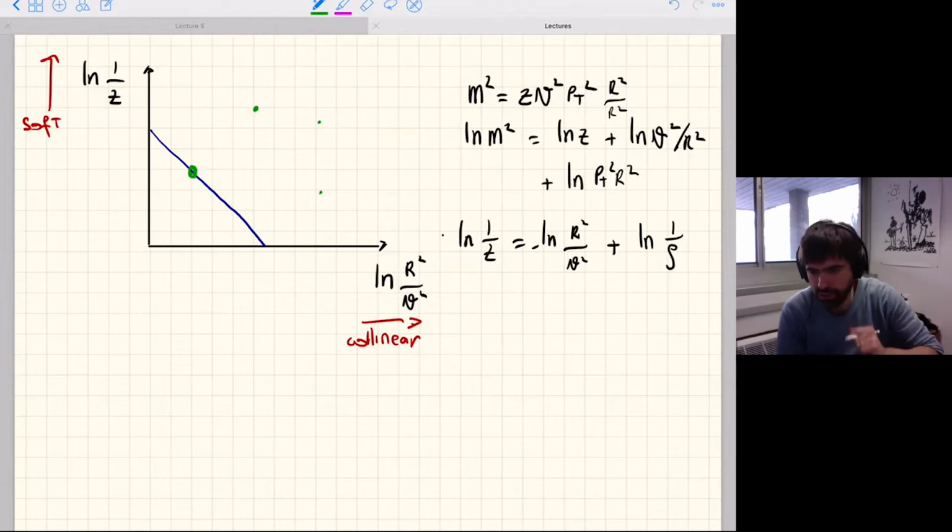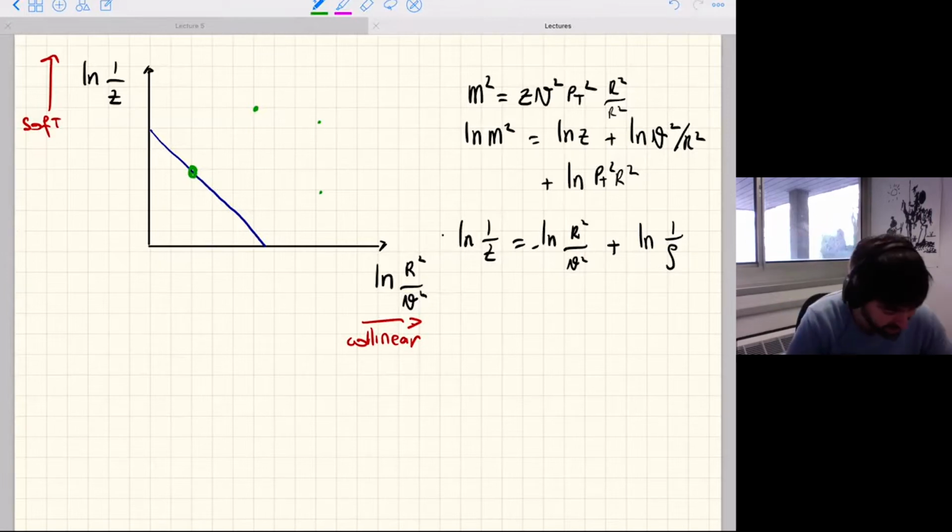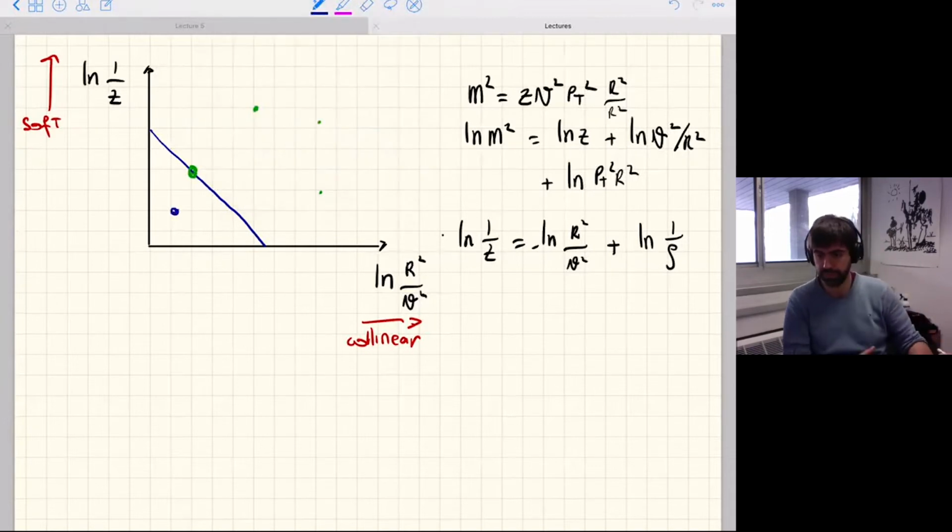In the strongly ordered regime that we're interested in, if you want to capture the leading logarithmic behavior, we say that all these emissions give a negligible contribution to the jet mass. They change the jet mass only by a tiny little bit, so we can ignore them. On the other hand, emissions that lie here in this plane give a contribution which is bigger than the green emission's contribution to the jet mass.